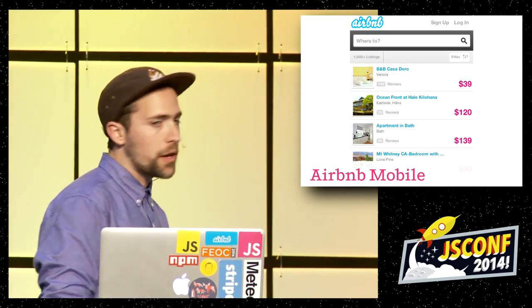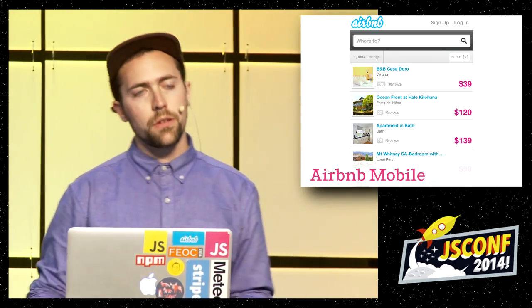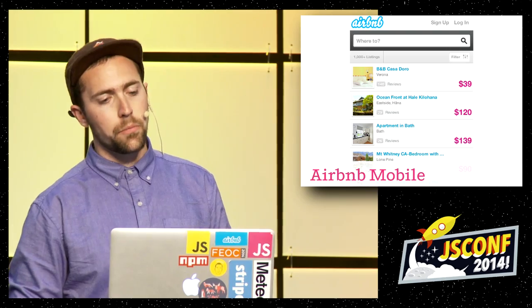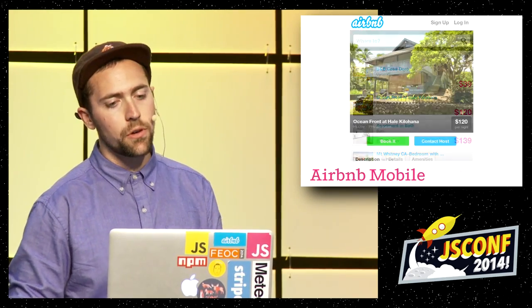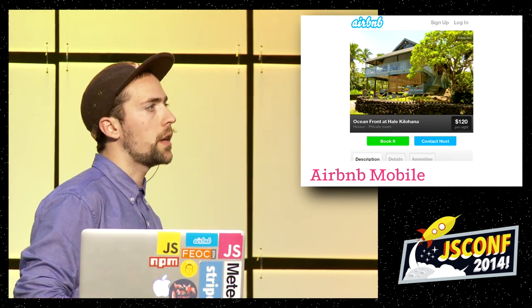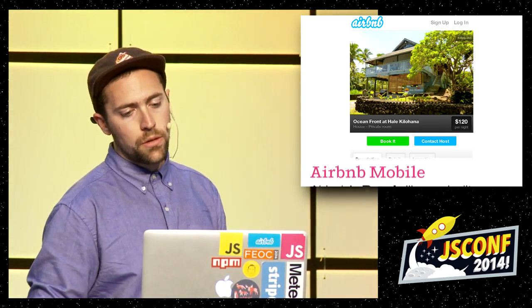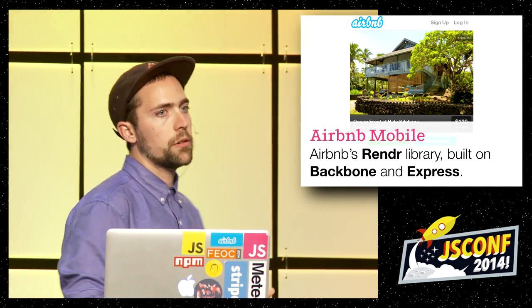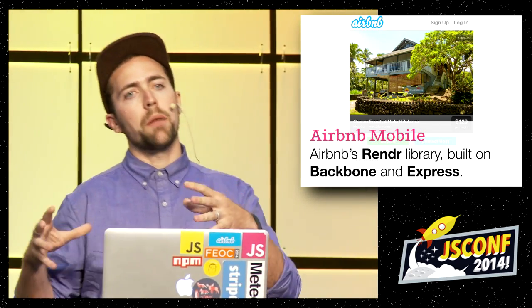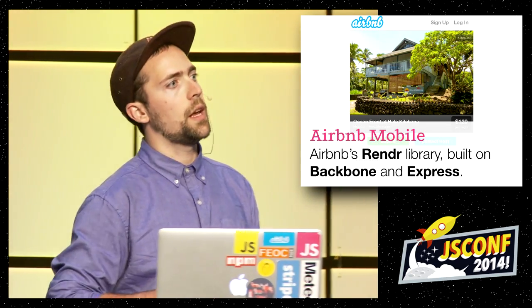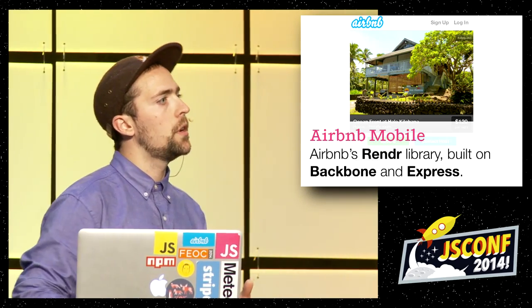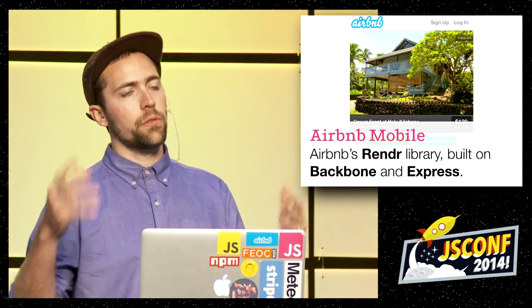Another example, I have to plug Airbnb. This is our mobile website, m.airbnb.com. Same story, server rendered, but it's also a single page app, so as you navigate around, it's re-rendered client side. And so we developed a library called Rendr based off of this experience. Rendr lets you take a Backbone app and pull it down to the server side and run your models and your views and your templates on the server using Express, but it's also a full client side app.